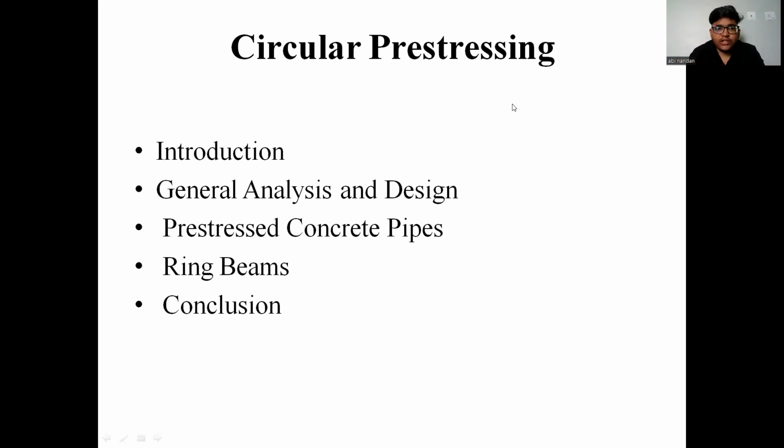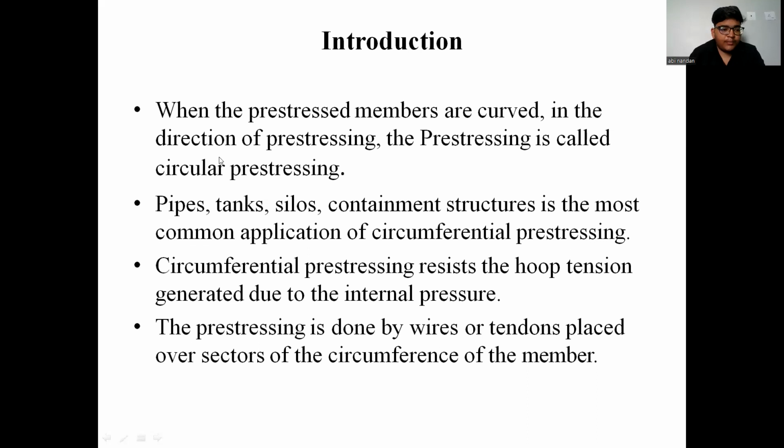First of all, you can see what is circular pre-stressing. When the pre-stressed members are curved in the direction of pre-stressing, the pre-stressing is called circular pre-stressing. For example, the circumferential pre-stressing in pipes, tanks, silos, containing structures or similar structures are types of circular pre-stressing. In these structures, there can be pre-stressing in the longitudinal direction as well.